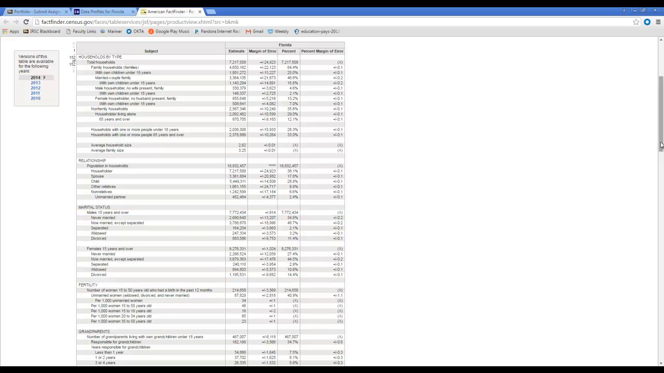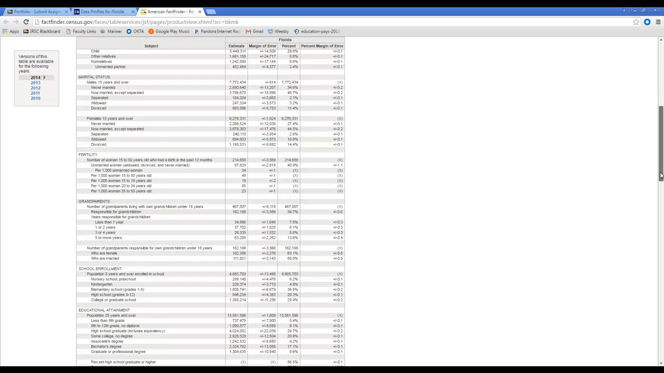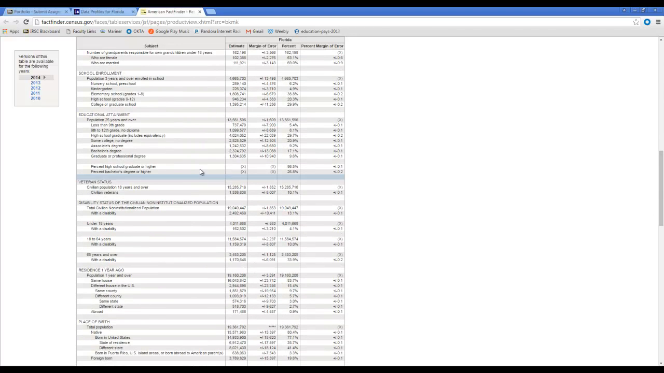You have all kinds of stuff here. Let's go here to educational attainment. I think I'm going to do this one. It says the population of folks 25 and over is 13,561,596. Then you have all the different numbers of folks that have this type of education. Those that have less than 9th grade is about 730,000. You have with a graduate degree 1.3 million, associate's degree 1.2 million.